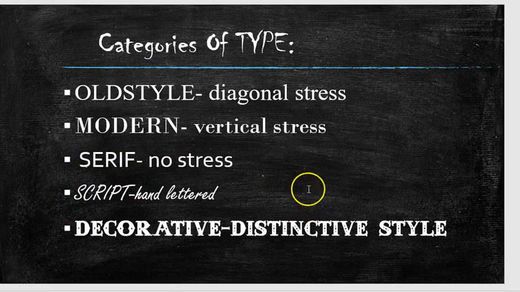Script is any font that looks like it's been hand-drawn, hand-lettered. There's several kinds. And then decorative font is going to be a very distinctive style, something that you would probably use for a specific theme. If you're saying a cowboy theme, this would be perfect for it. So those are our categories of type.